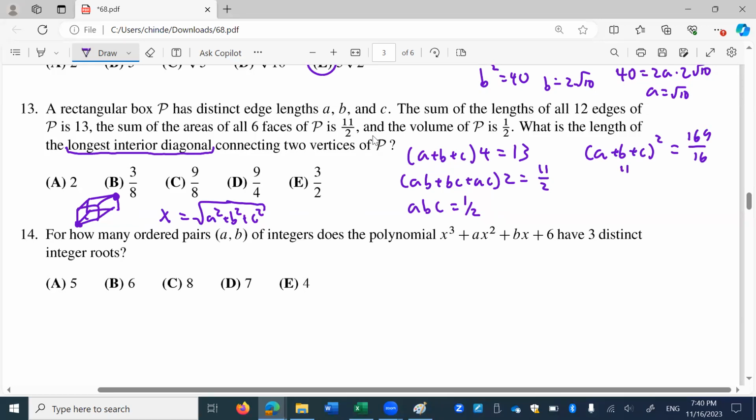But if I just expand it out, it's going to be the thing I'm looking for squared, plus all the cross terms. And all the cross terms, we're going to have 2ab, 2bc, and 2ac. That's exactly what I have in the second equation here. So x squared plus 11 halves. So x squared should equal 169 minus 88 all over 16. So 81 over 16. And so take a square root, you get 9 over 4.